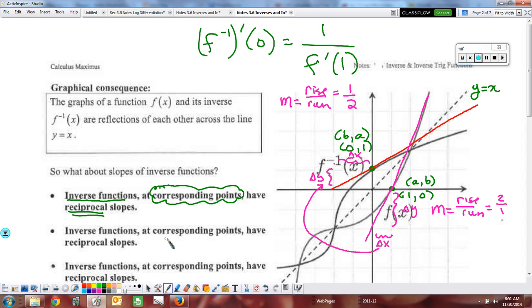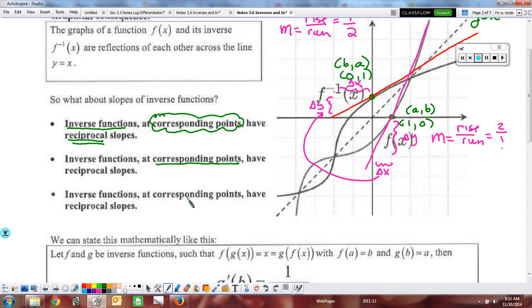Inverse functions at corresponding points have reciprocal slopes. The slope on the inverse at 0 is the reciprocal of the slope on the original at 1, the corresponding point. It's repeated because that is all you need to remember for this.